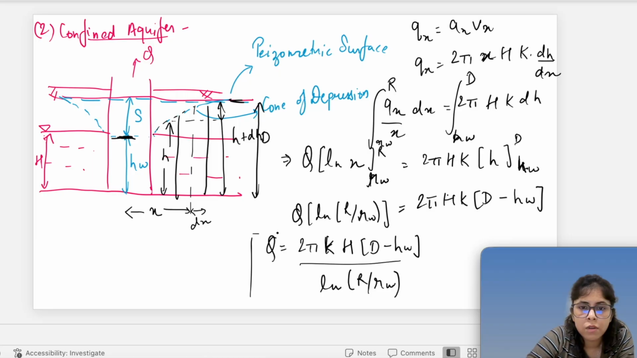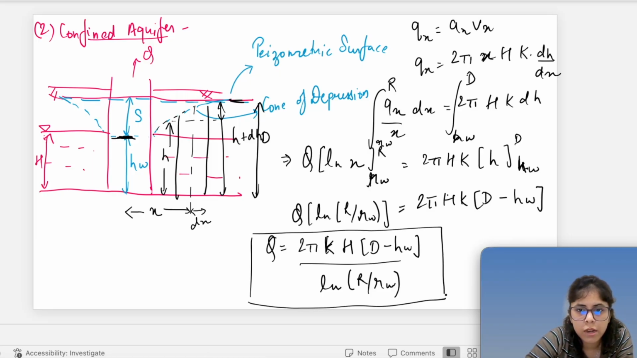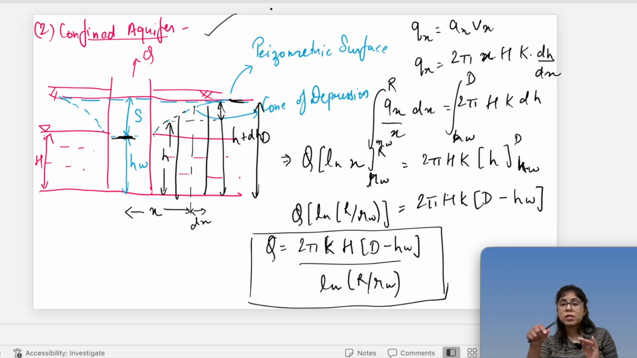So this is how the discharge is calculated for a confined aquifer. This is basically what we do for tube wells to calculate the yield of the tube well. So let's revise in simple terms. We have the unconfined aquifer, because tube wells go into the confined also, right? So we have the confined aquifer as well.